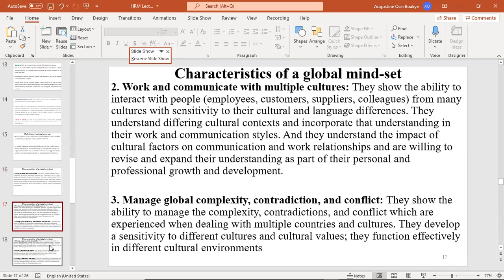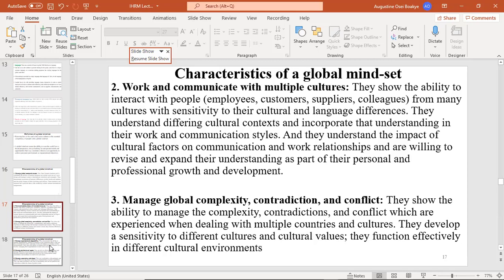Now, a second feature of a person with a global mindset is that they also work and communicate with multiple cultures. That is, they show the ability to interact with people from many cultures with sensitivity to their cultural and language differences. And they understand different cultural contexts and incorporate that understanding in their work and communication style.